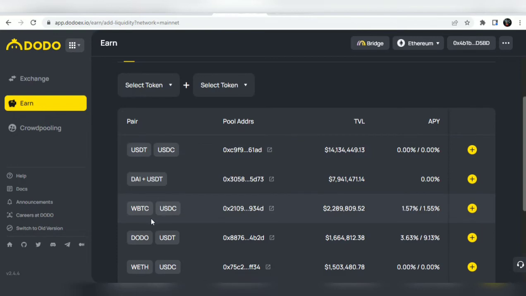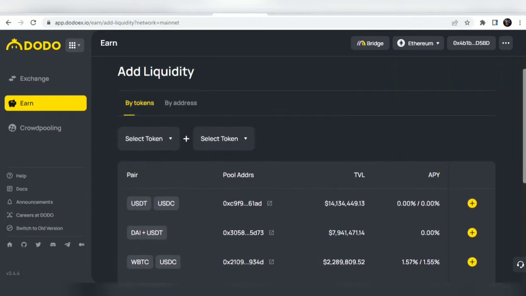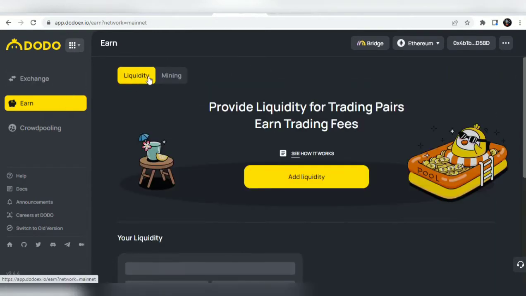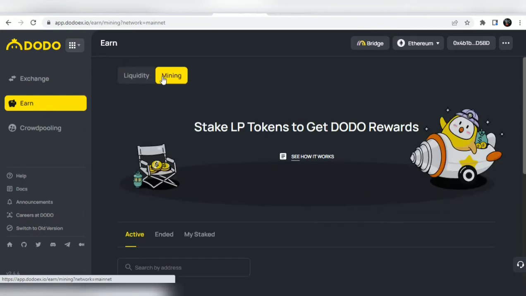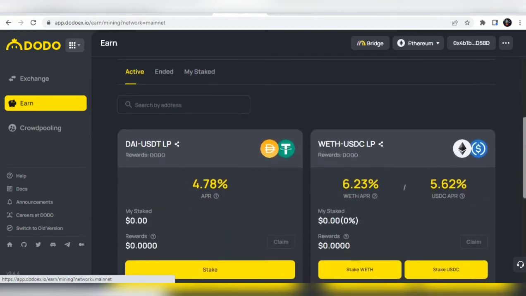Wrap BTC and USDC, get some APY. To earn more on this, you can stake your LP tokens, which is in some way called mining. Stake your LP tokens to get DODO rewards. The rewards in emissions are being paid in DODO. So these are the LP farms available here.